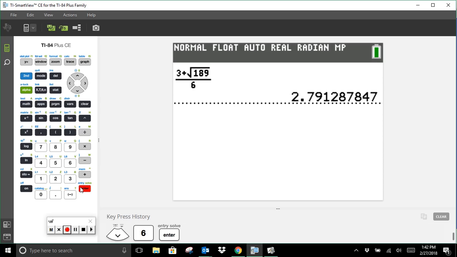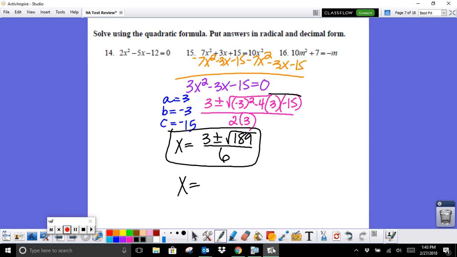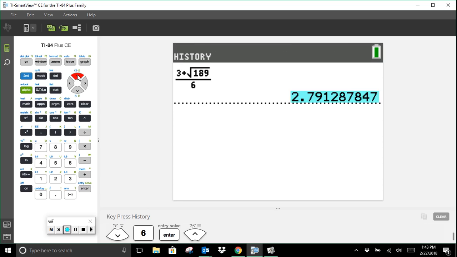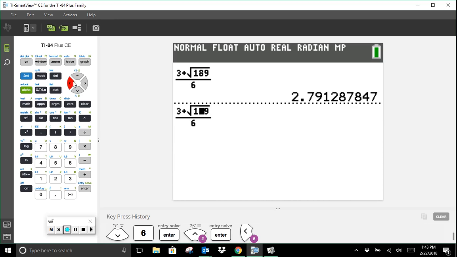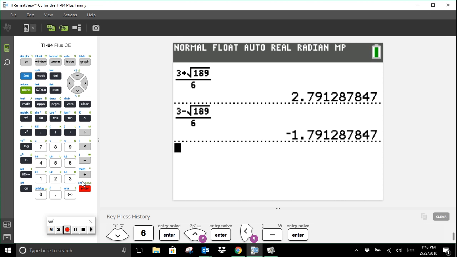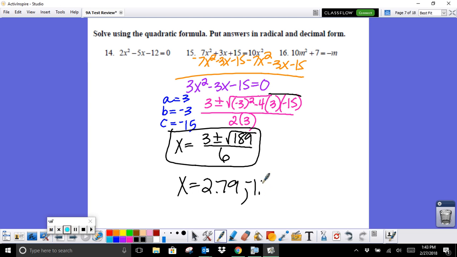Okay, so there's one of my decimal answers. I round that to the hundredth, so I'm going to do just 2.79. Now I need to get my other answer. Be careful here. This does not mean your other answer is going to be negative 2.79. So I'm going to re-enter this, and change my plus sign to a minus sign, and that'll be negative 1.79. So those are my 2 decimal answers. We won't ask you for both answers on all of them. We may ask you just for one or the other, so you need to know how to find both.